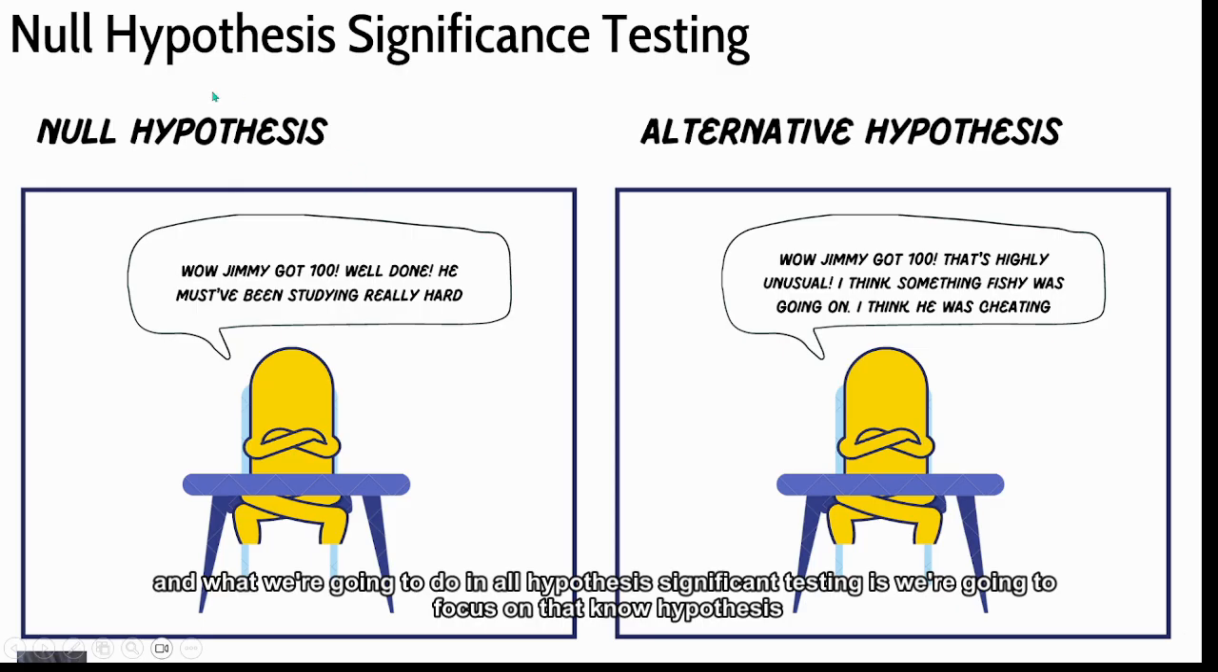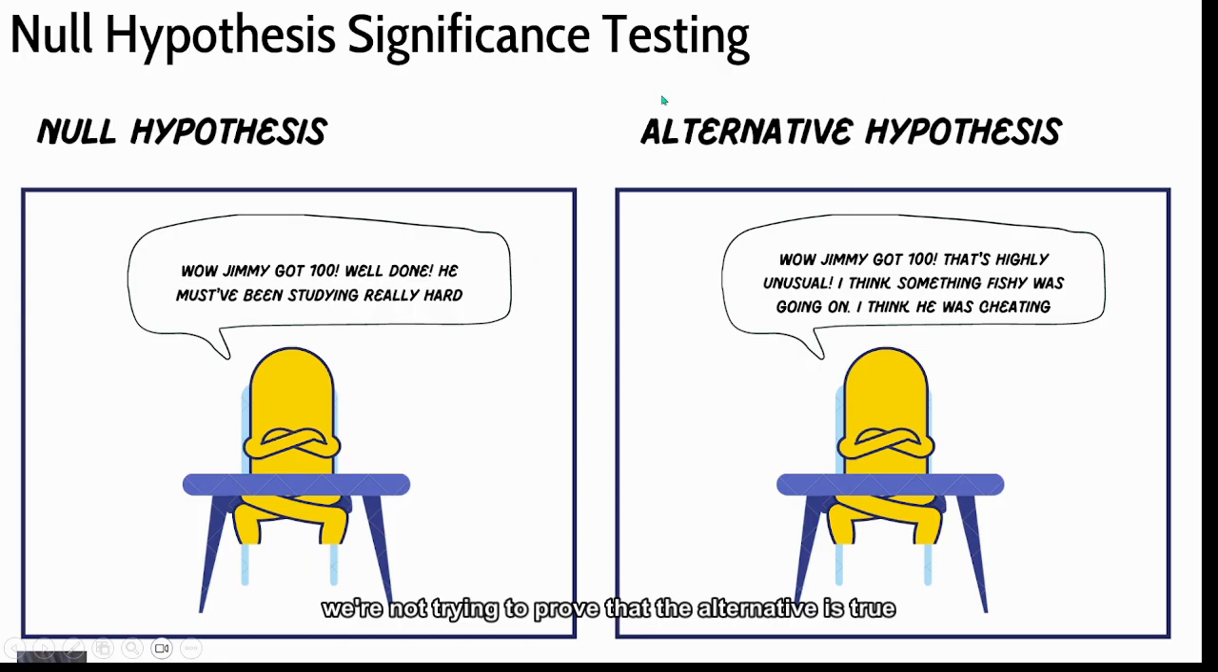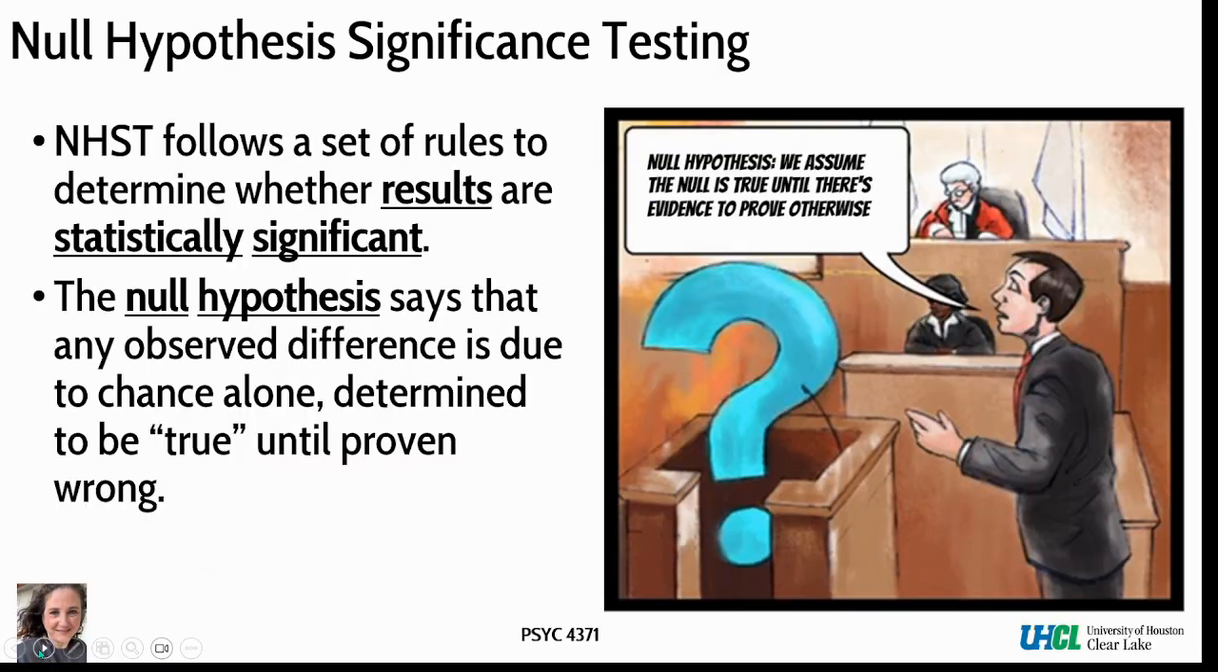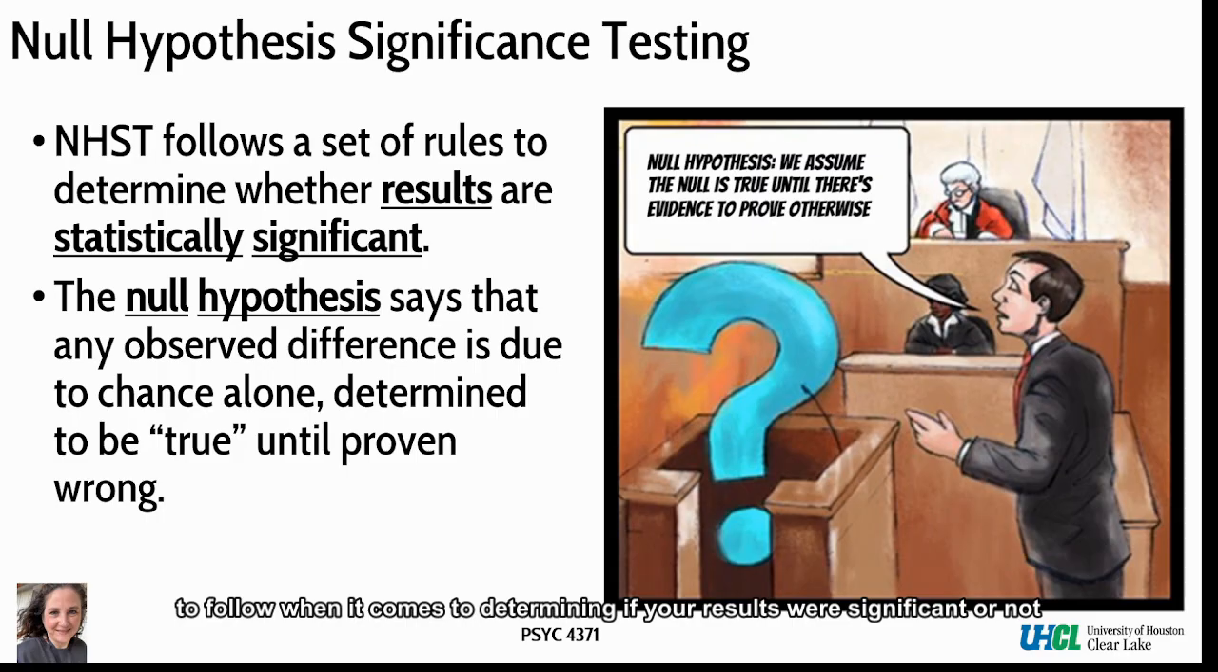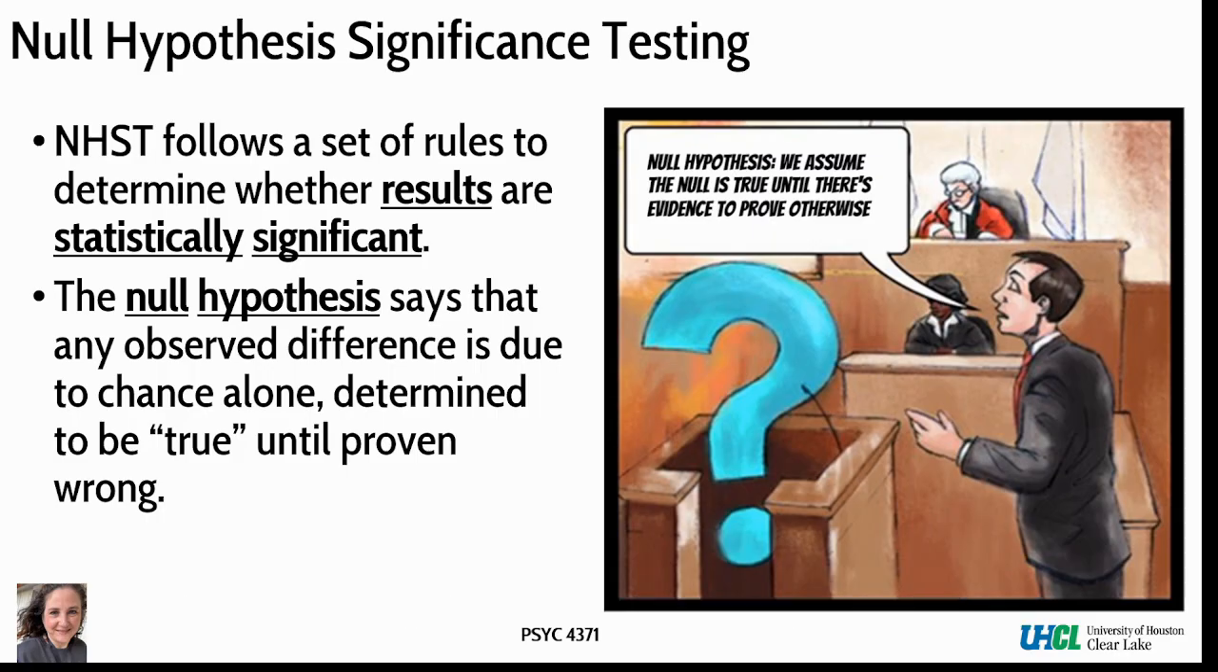And what we're going to do in null hypothesis significance testing is focus on that null hypothesis. We're not trying to prove that the alternative is true. What we're trying to do is disprove the null. So in order to do this, the NHST has a specific set of rules for you, the researcher, to follow when it comes to determining if your results were significant or not. Remember, your null hypothesis is always going to say that anything you observed that was a difference was due to chance alone. And that's going to stand to be true until it's been proven wrong. Okay?